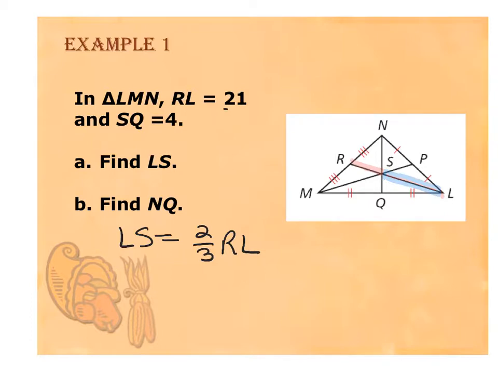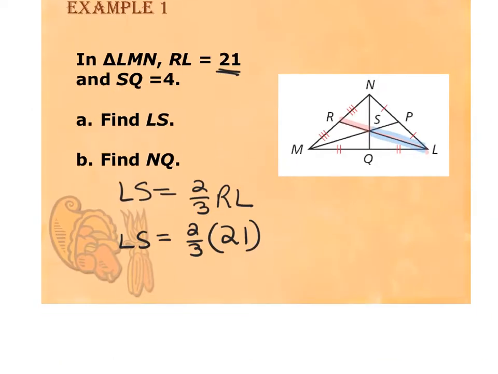They told me RL equals 21. So I'm going to multiply 21 by 2/3. I can go ahead and simplify diagonally here, change the 3 to a 1, 21 to a 7. So LS is equal to 14.